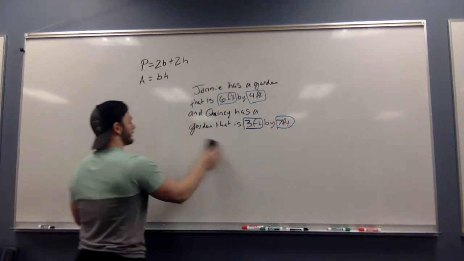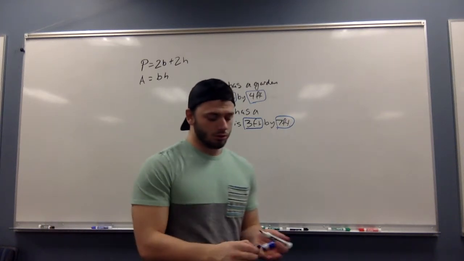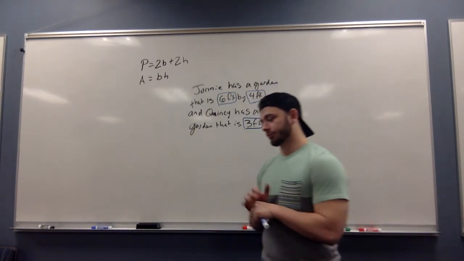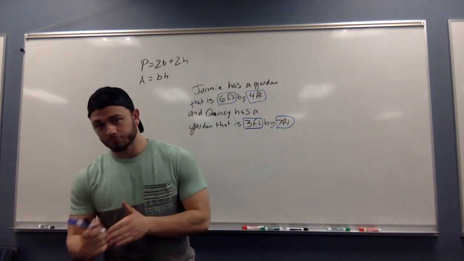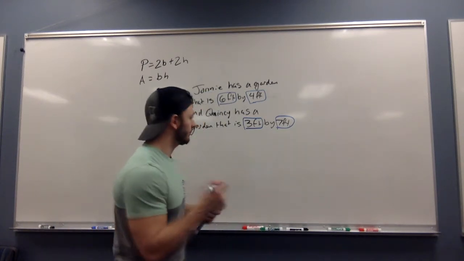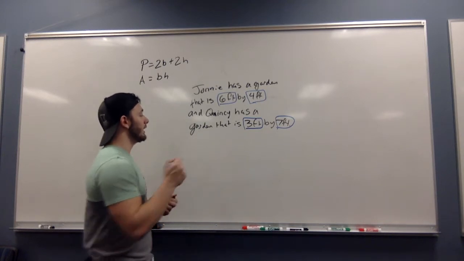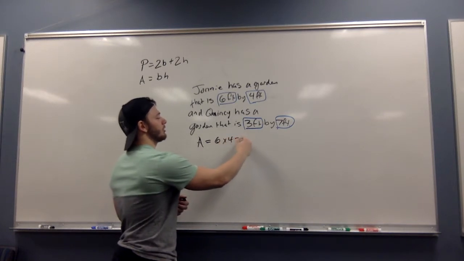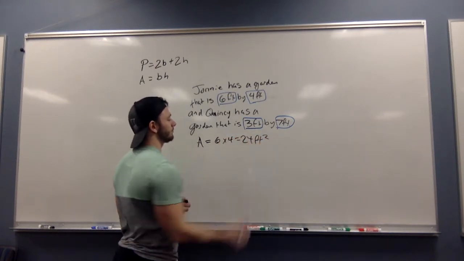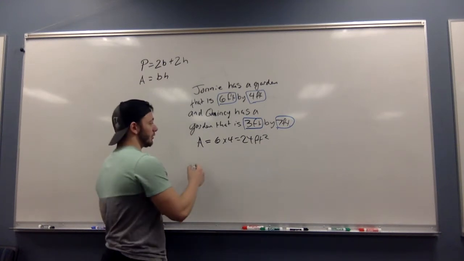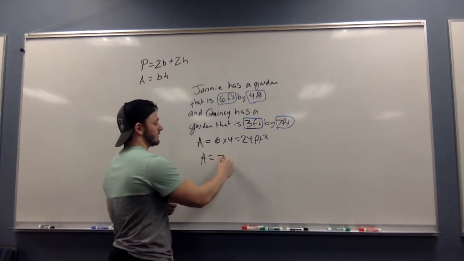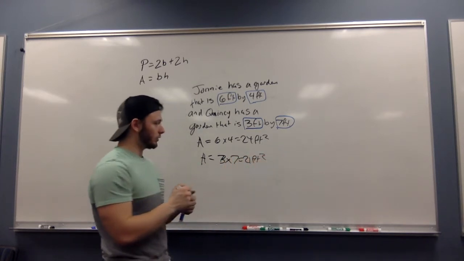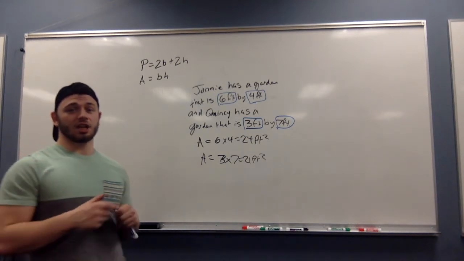Now, on your whiteboards, I want you to tell me whose garden has more area. All right, eyes up here. Area is base times height. So for Johnny, it's 6 times 4, which equals 24 feet squared. And Quincy's is 3 times 7, which equals 21 feet squared. So as you can see, Johnny has a bigger garden.